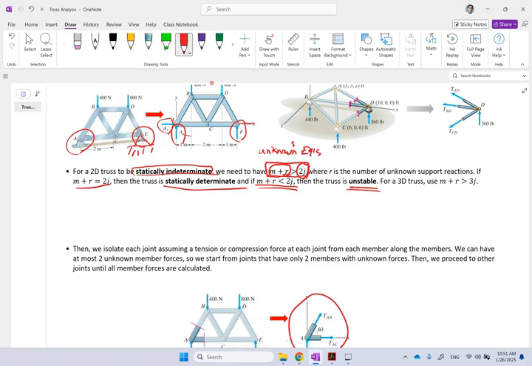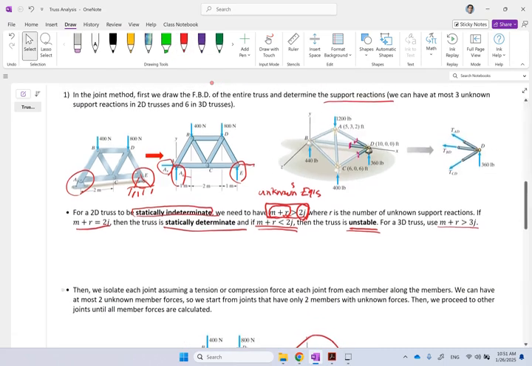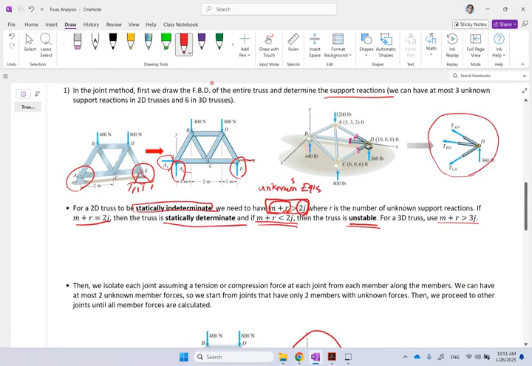So these are the equations for 3D trusses. The same equation applies, except it's M plus R bigger than, equal to, or less than 3J. Why 3? Because each joint in 3D, if you separate it, has three equilibrium equations: sum Fx, sum Fy, sum Fz equals 0. So you have 3J equations. So your equations are going to go like that.